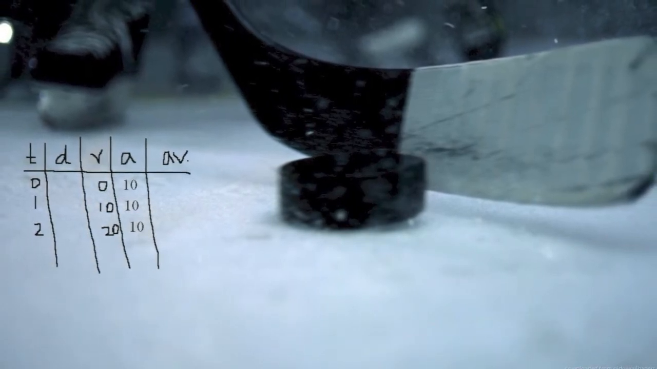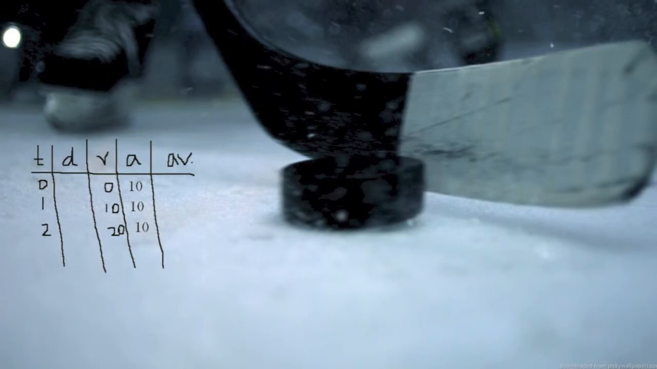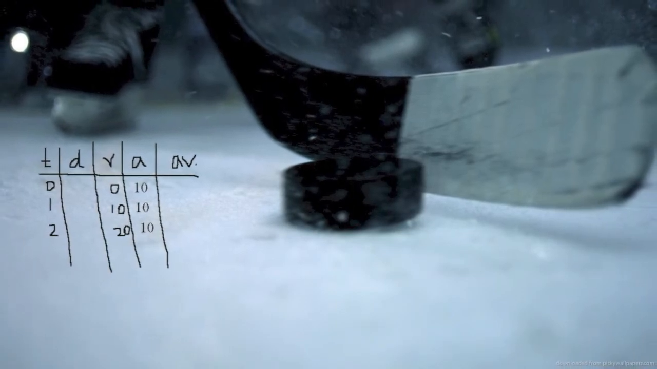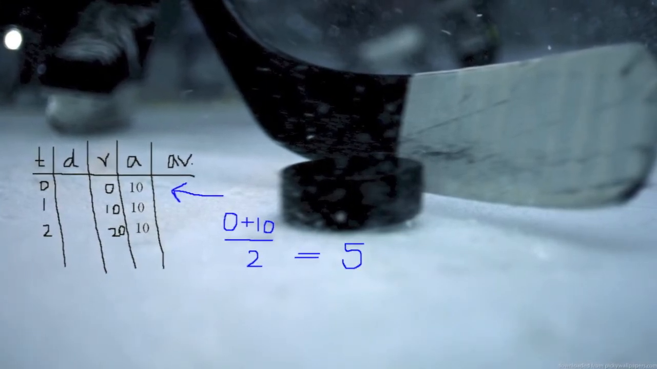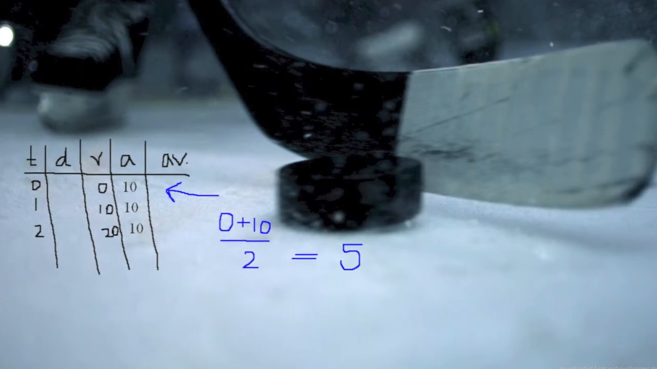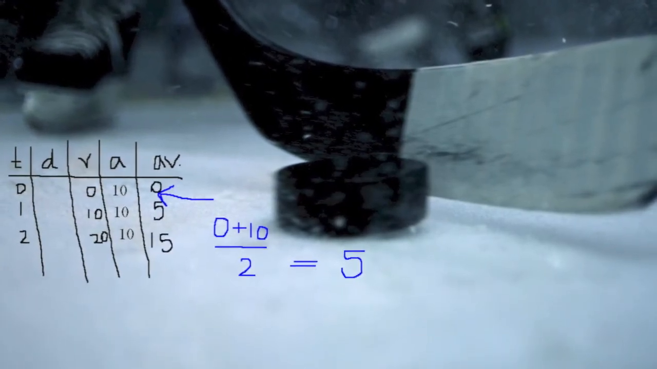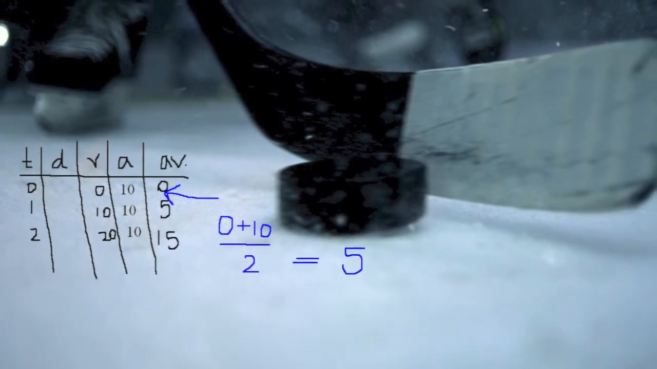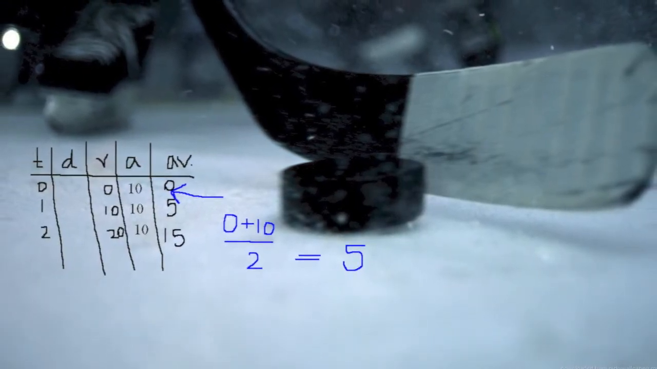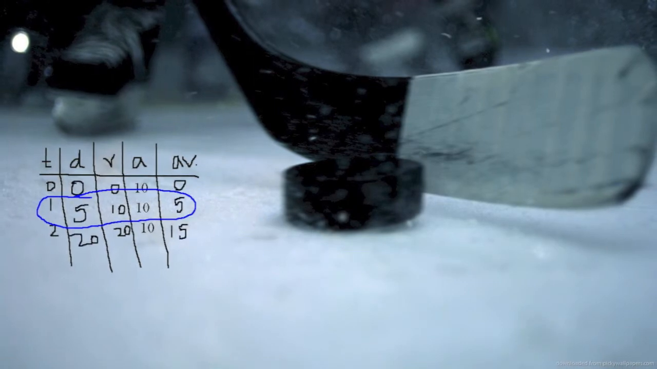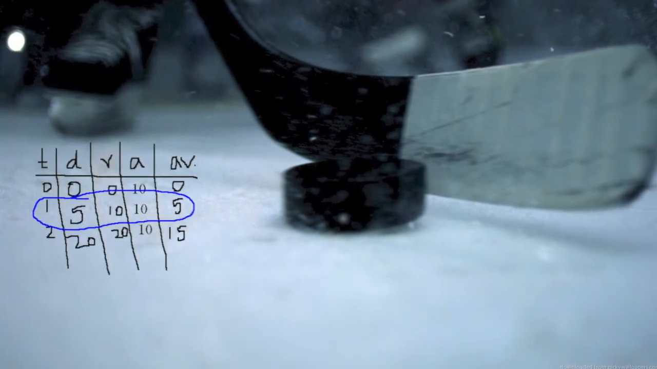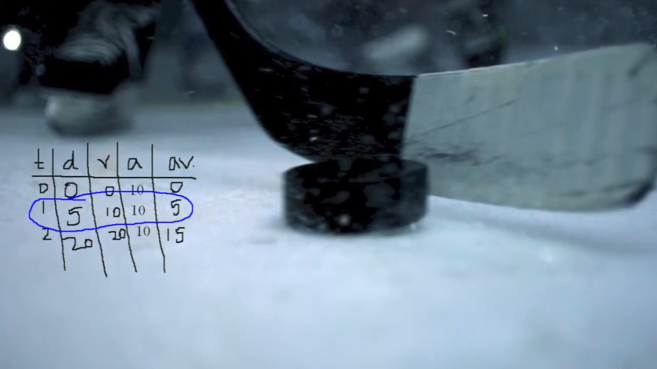To figure out the distance, we have to find the average velocity first. We do this by finding the average between the first two velocities. Now we can fill in that column. To find the distance, we add the average velocities together. We can see that it takes 1 second for the puck to drop. We are told to move our stick on a face-off when we see the ref drop the puck, not when it hits the ice, or else we will be too late and miss the face-off.